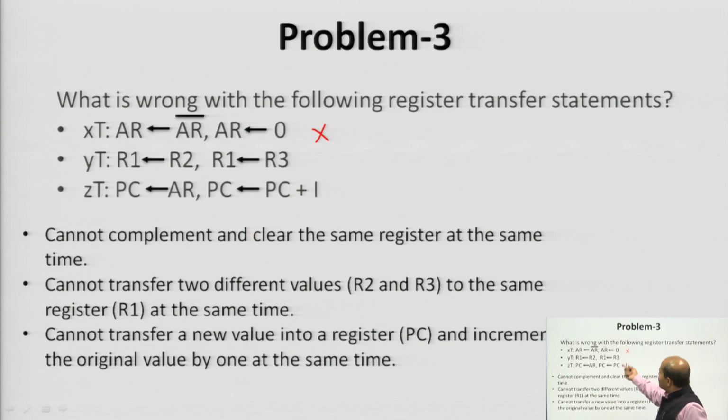Let us talk about the next instruction or statement. We are transferring the content of R2 register to R1 as well as we are trying to transfer the R3 value into R1. So, we cannot copy two values in the same register at the same time. That is wrong here. And in the third statement, we are copying the value of the accumulator register to PC as well as we are trying to increment. That cannot be possible. We are transferring the content and incrementing the value of PC. So, that is the wrong statement.